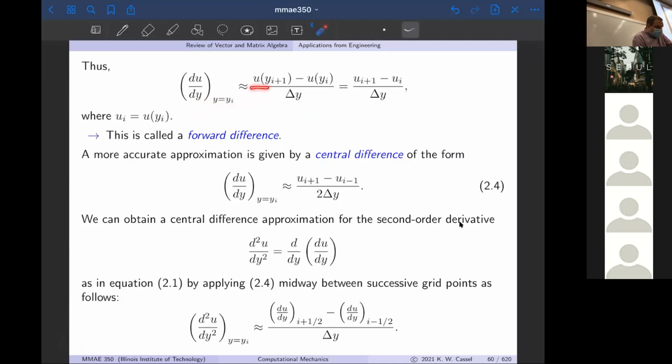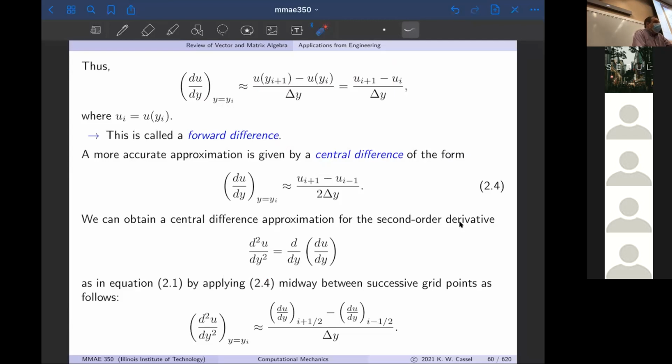Now I'm going to write this in a little bit of shorthand. So u evaluated at y_(i+1), I'm going to write as u sub i+1. That's just shorthand for u evaluated at y_(i+1). Same thing for u at y_i, the shorthand for that will be u sub i. So this again is rise over run. We actually call this a forward difference for reasons that we'll see later in the semester.